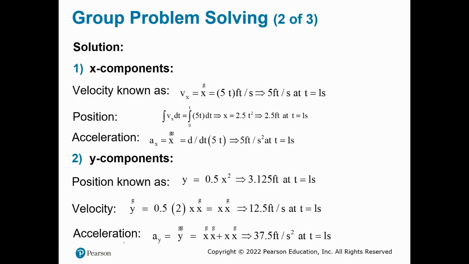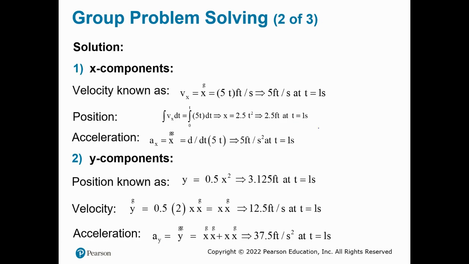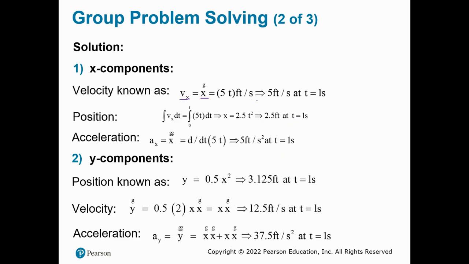Okay, so now we're going to break it into the x component and the y component. We separate the x and the y. Let's take a look at the x component first. Since the x component of velocity is already given to us, Vx equals 5t, okay, right here. Vx, which is x dot, the first derivative of the position, gives me the velocity. 5t feet per second, this is given to us. Okay, so we know that it is 5t.